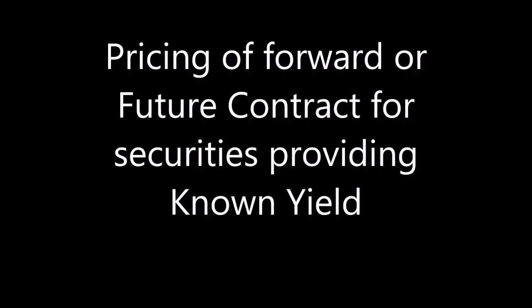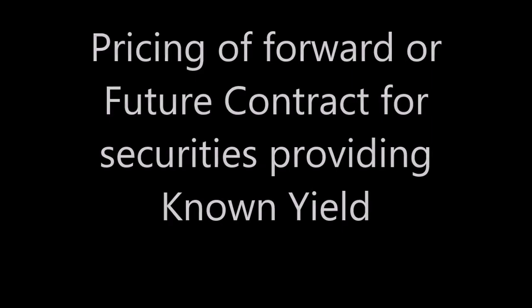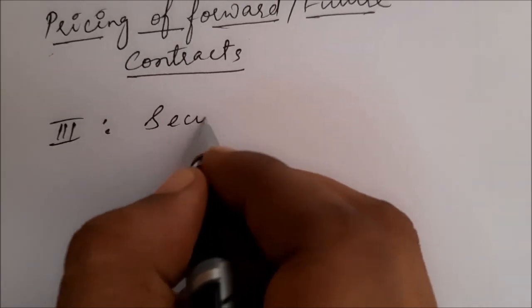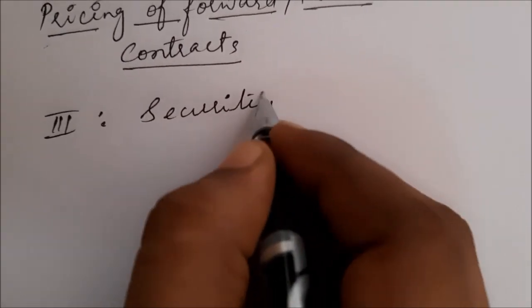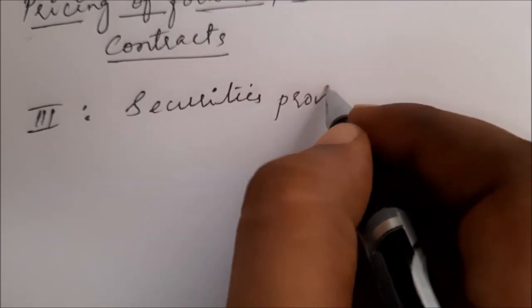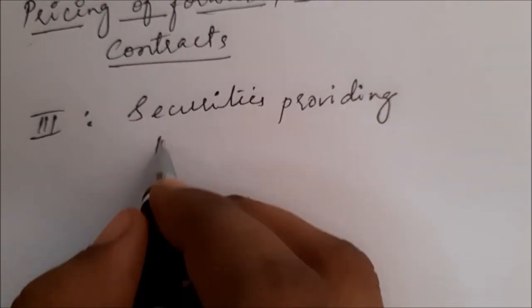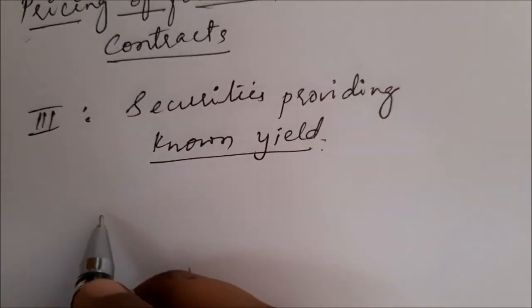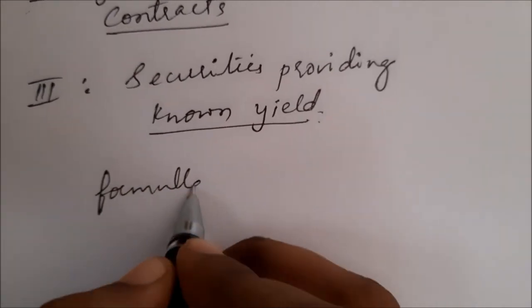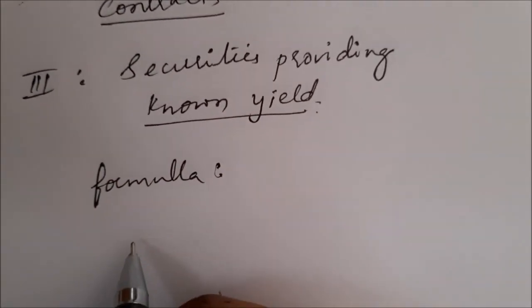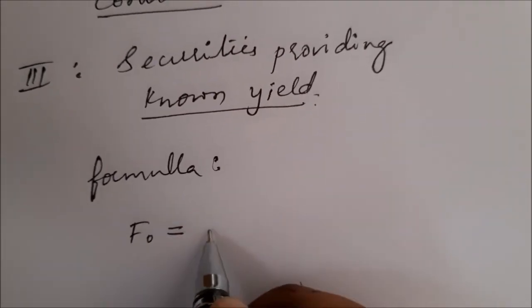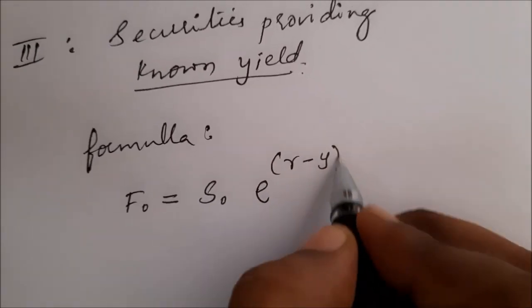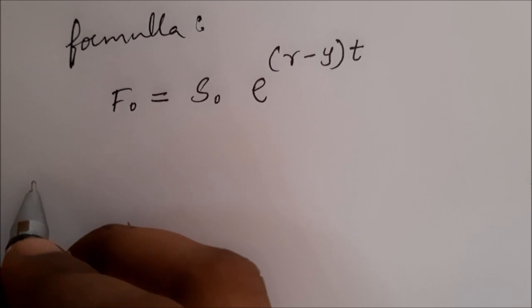Pricing of forward or future contract for securities providing known yield. This is the third step in pricing of forward or future contract. First was for securities providing no income, and second was for securities providing a fixed or given amount of income. For the third step, the formula is F naught is equal to S naught e to the power (r minus y) t.